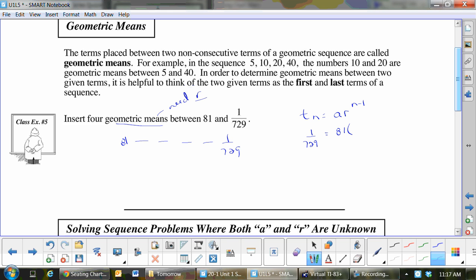We don't know. Okay, but what is 1 over 729? What term is that? T5 or T6? 1, 2, 3, 4, 5, 6. Okay? So this would be the 6 minus 1, right? 6 minus 1 is also known as 5.